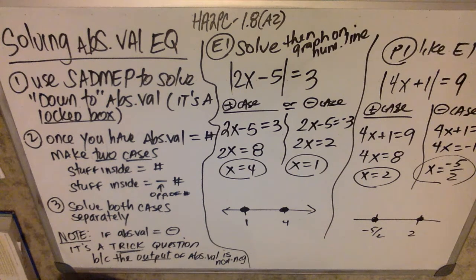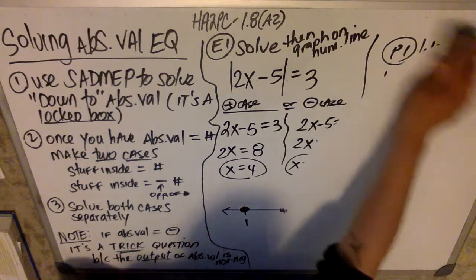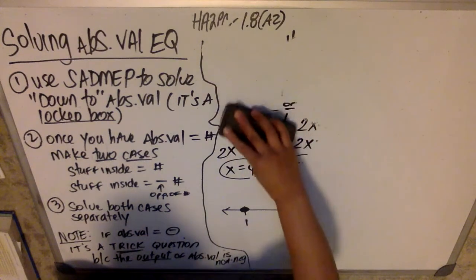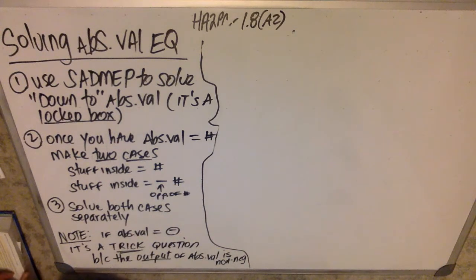So what I'm going to do is erase E1 and P1, and we're going to start doing some slightly harder versions of this where we need to use this step 1 a little bit more. And then we will get to a trick problem. So we're going to do the same thing where we solve and graph. I'm just erasing that instruction, but we're going to do the same thing every time, all right? So let's do something slightly harder.